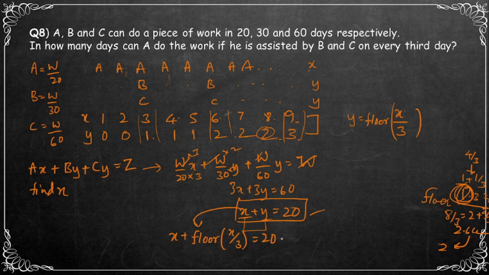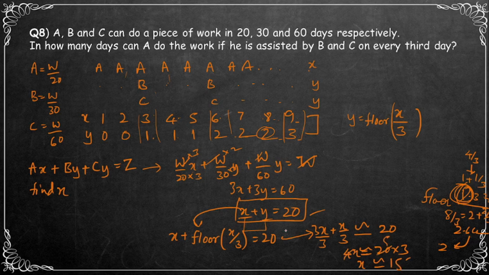Now if we want an approximate value of x, we can take x plus x by 3. This is an approximation, not exactly equal. This is simply an approximation equal to 20. Multiplying by 3, 3x plus x, 4x is approximately equal to 20 into 3. So x is approximately equal to 15.